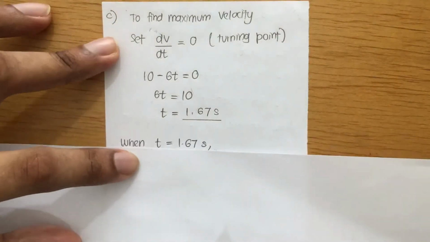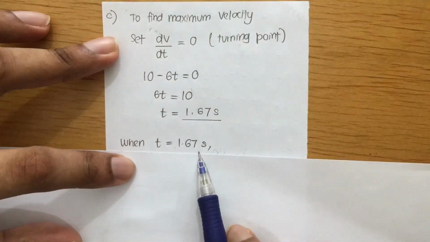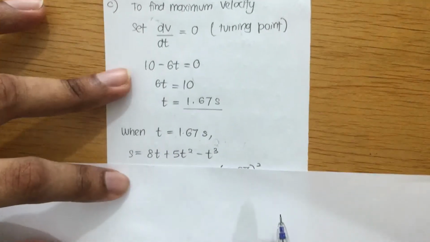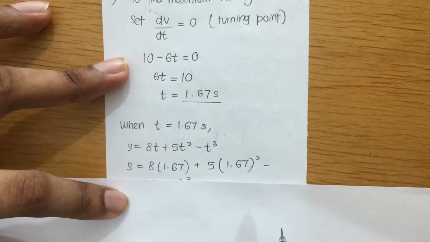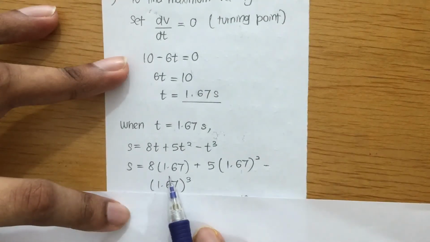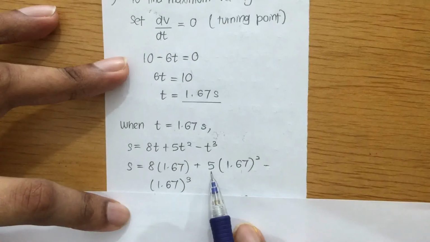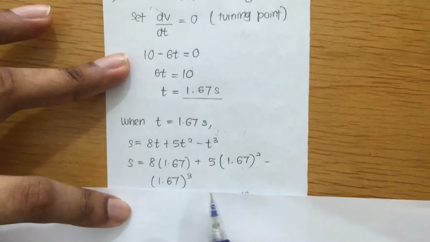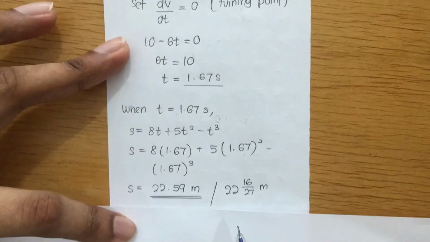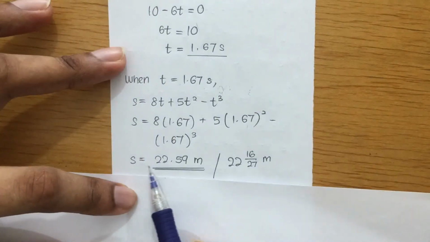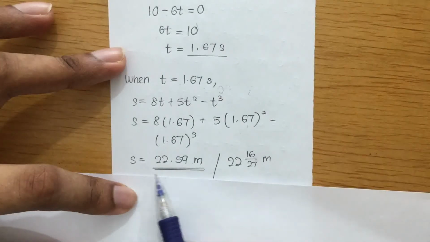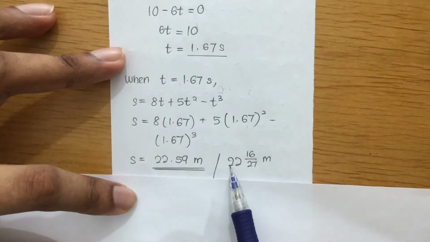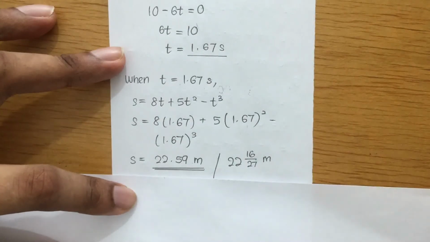Okay, so when time equals 1.67 seconds, you substitute the t value into the displacement equation. s equals 8 times 1.67 plus 5 times 1.67 squared minus 1.67 cubed. So you calculate this, and you should get s equals 22.59 meters in decimal places, or if you wish to write it in fraction form, it's up to you. You can write it as 22 16/27 meters.